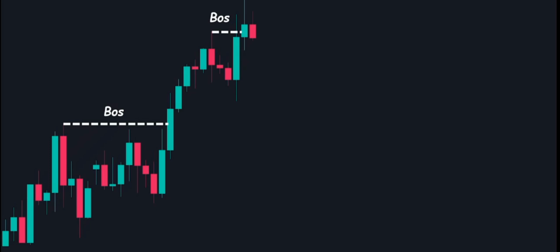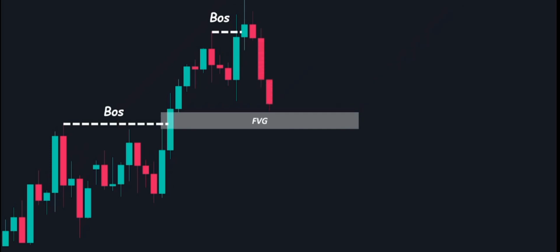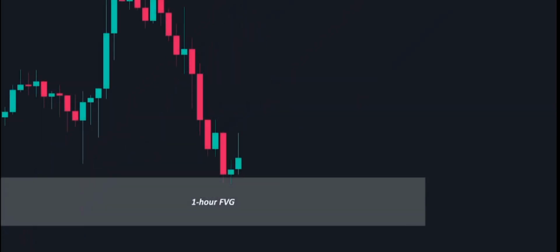After finding the direction, the next step is to mark the fair value gap areas. On the higher time frame, these gaps are more powerful and can act as strong support or resistance levels. Once you mark these fair value gaps, wait for the price to pull back into one of them. When the price enters the gap zone, switch to a lower time frame to look for an entry.